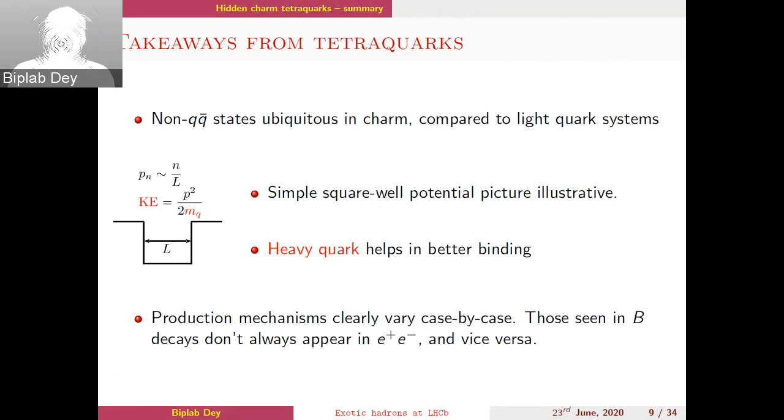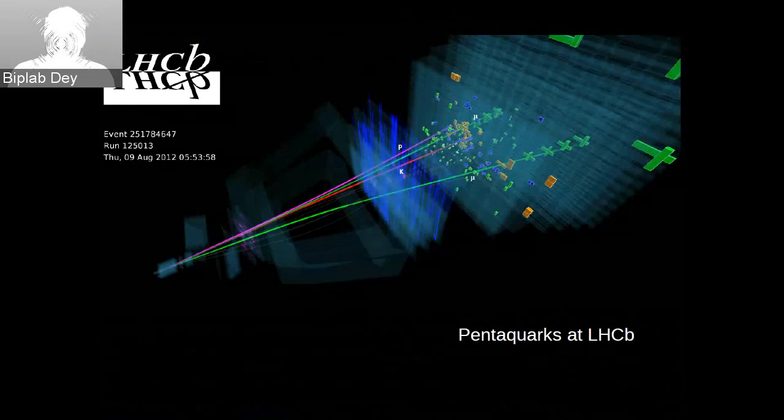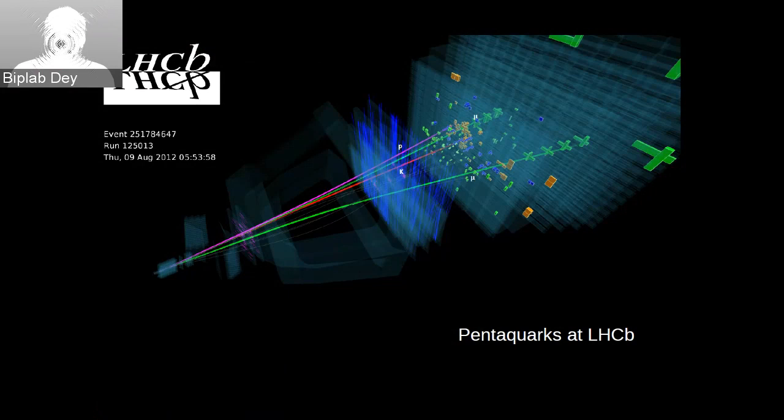So moving on to pentaquarks at LHCb. This is an actual event display of Lambda b decaying to J/psi K pi. The J/psi decays to two muons, shown by the green lines, the tracks, and a proton and kaon.